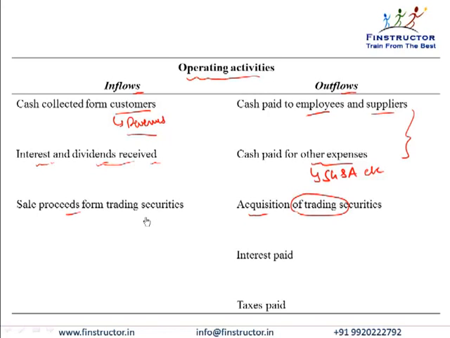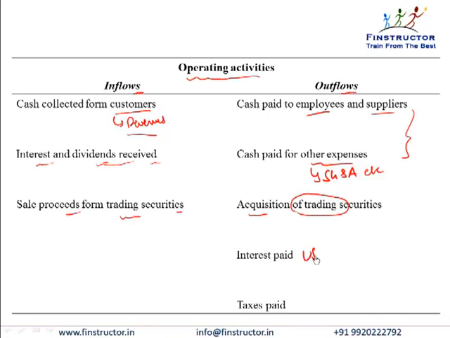My intention is never to construct anything with them. I'm just a trader in these machines. Then the sales proceeds from selling those machines would be a cash inflow from operations, and the acquisition of those machines would result in a cash outflow from operations. So anything bought with the intent of trading would result in a cash outflow from operations, and anything sold which was earlier purchased with the intent of trading would result in a cash inflow from operations.